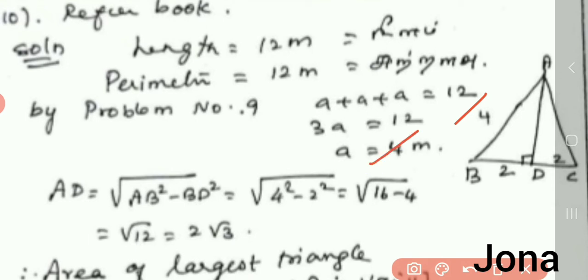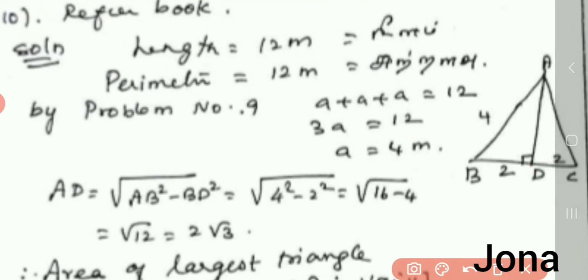So now we got the value of a. Look at the triangle here. In this triangle ABC, AD is the median given. I want to find the value of AD. So I can write this AD as root of AB square minus BD square. Therefore that is 4 square minus 2 square, it's nothing but 16 minus 4, which is equal to 12. So root 12 is 2 root 3. Now the length of AD is 2 root 3.